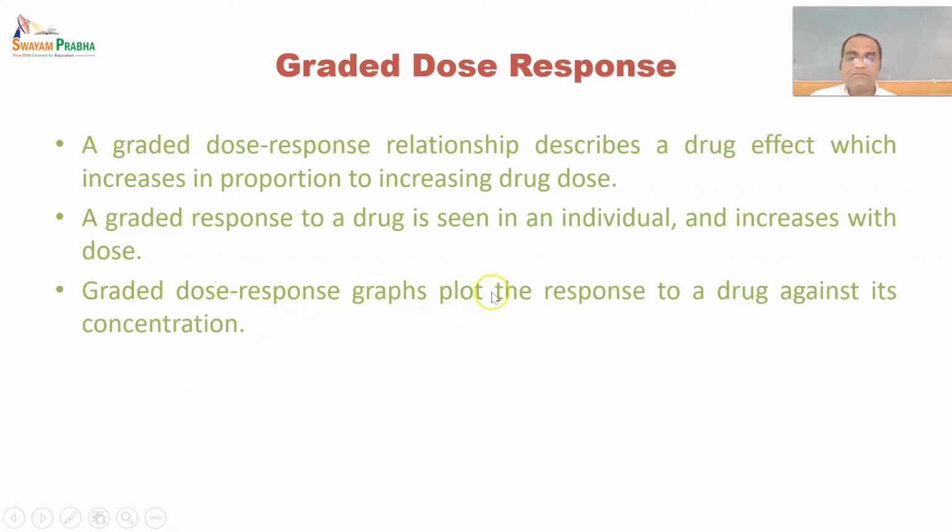Graded dose response graph plots a response to a drug against its concentration. As we have seen in the earlier slide, the dose response relationship can be plotted with the percentage response or biological response against the concentration of the drug. It can be a log concentration of the drug, or in some cases in units like milligram per kg, or sometimes in a log phase also.